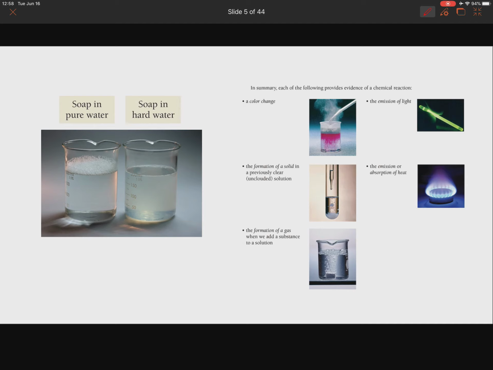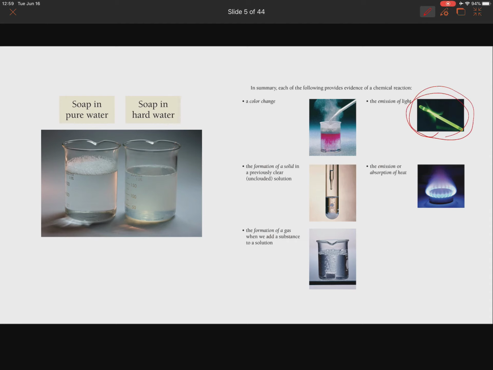Now, each of the following that I'm going to talk about represents evidence of a chemical reaction. A color change, seeing the color of the solution change. The formation of a solid in a previously clear or unclouded solution. The formation of a gas, this is what we see when we see bubbles forming. The emission of light. The emission of light looks like this.